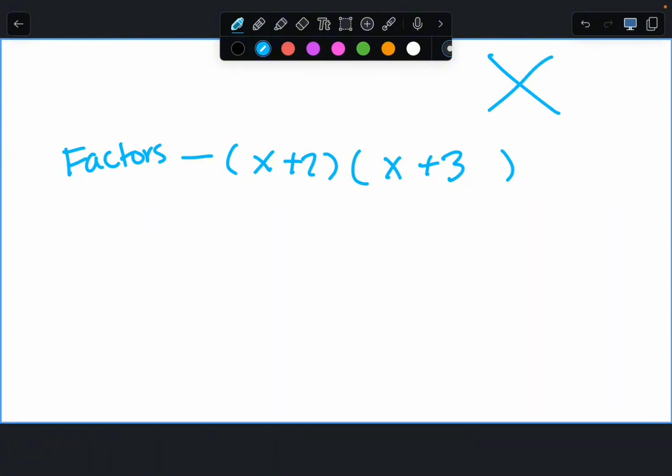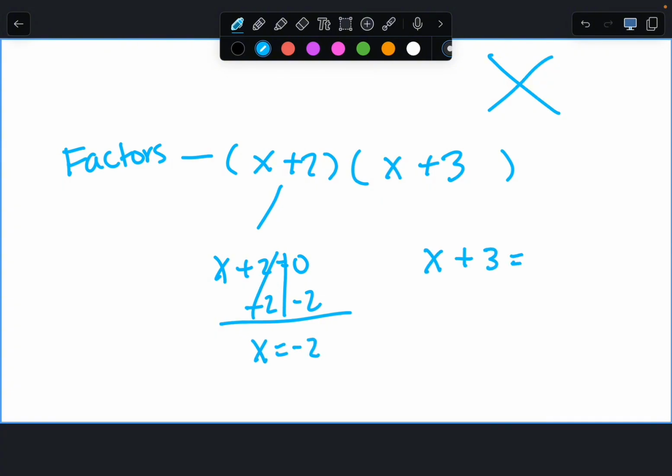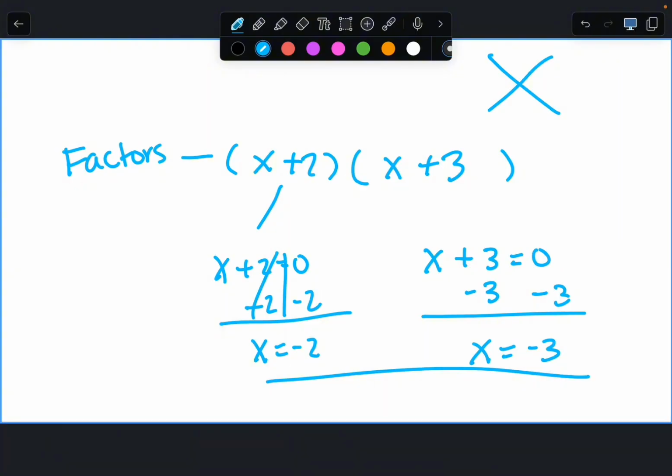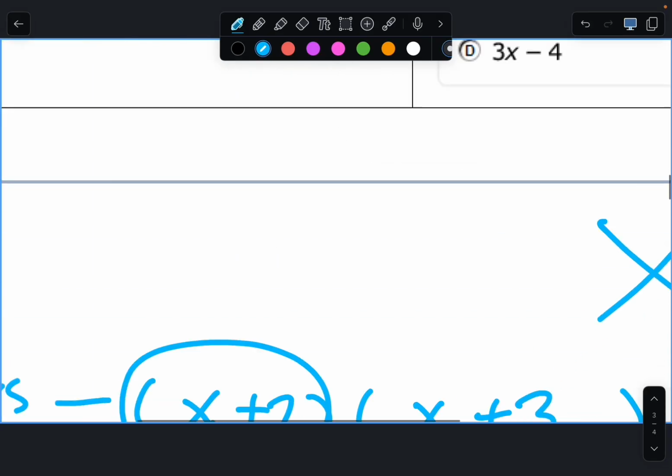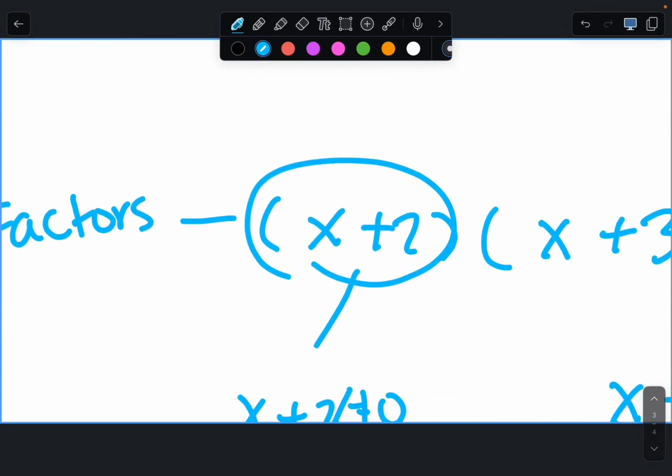Once I get my factors, to figure out what my x-intercepts are, I have to continue, set them equal to 0, and solve. So for the first one, I would subtract 2. And I get x equals negative 2. For the next one, I would subtract 3. So I get x equals negative 3. So these are my x-intercepts. Now, these answer choices, A, B, C, and D, represent what's in the parentheses, okay?